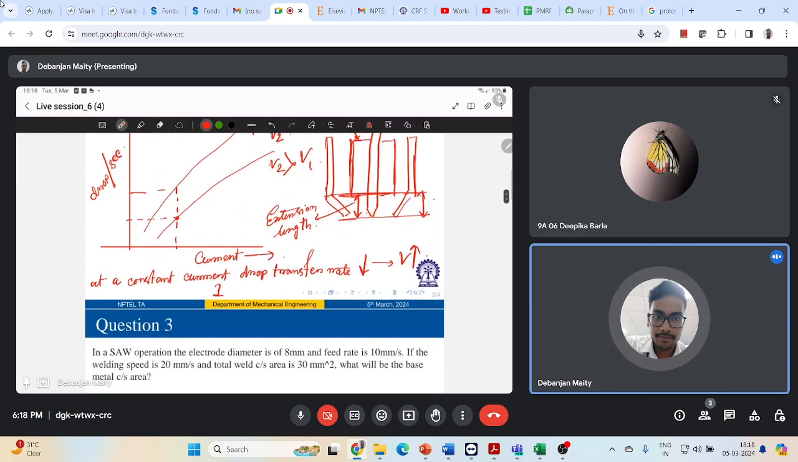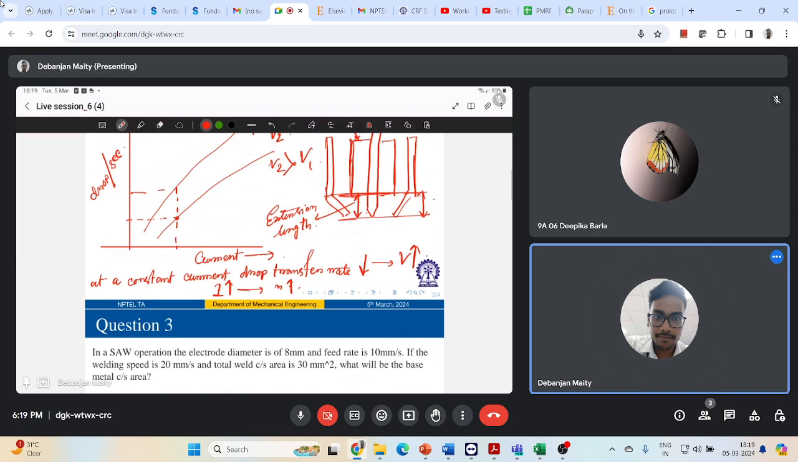And also if your I increases, your drop transfer rate will increase, right? So those are very logical concepts of the effect of your voltage, effect of your current on your metal deposition rate or melting rate, right? Now, of course, there will be some effect of polarity on your metal transfer also. So these we have talked about a lot: what will be the effect of electrode negative polarity, what will be the effect of electrode positive polarity.